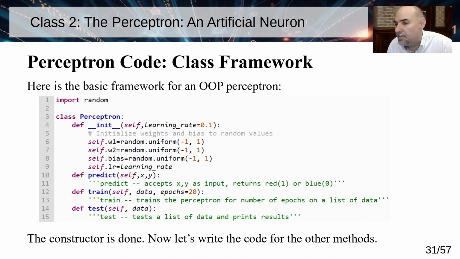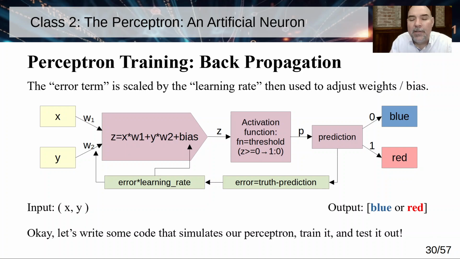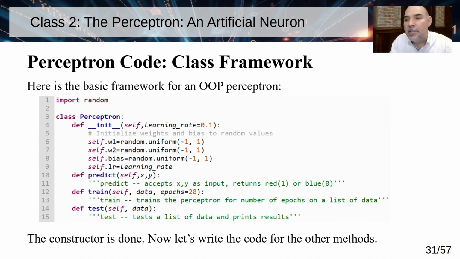I put predict. What predict does is we pass in an X and a Y, and it's going to make its guess as to whether it was red or blue. In other words, this is where that calculation that we had back here is going to happen. It's going to output either a 1 or a 0 as its prediction. We pass in an X and a Y, and it's either going to return 1 for red or 0 for blue. That's predict. We'll write the code for that here in just a second.